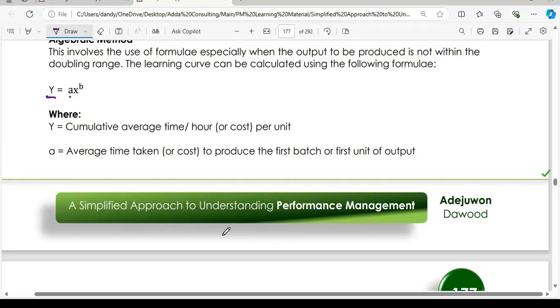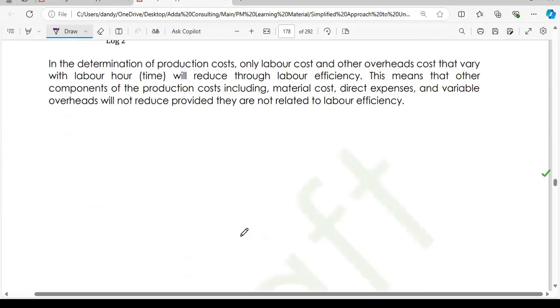If in the question you don't have labor hour, but there is a labor cost, then it has to be cost, not hour in this case. But in most cases it's going to be labor hour, so when you have to calculate cumulative average time taken to produce the required output, this is the formula you are going to use. In case you don't have labor hour, it is possible you may have a labor cost, and that means you are going to calculate cost. All right. So I think that's that.